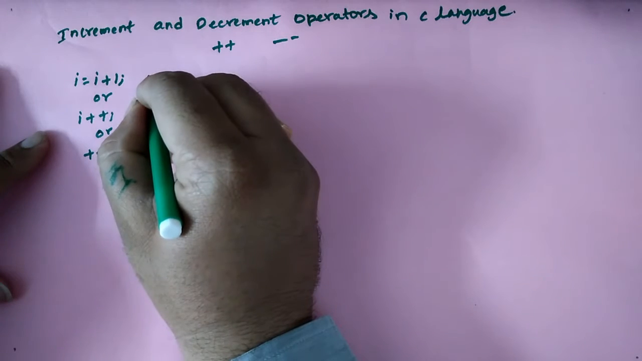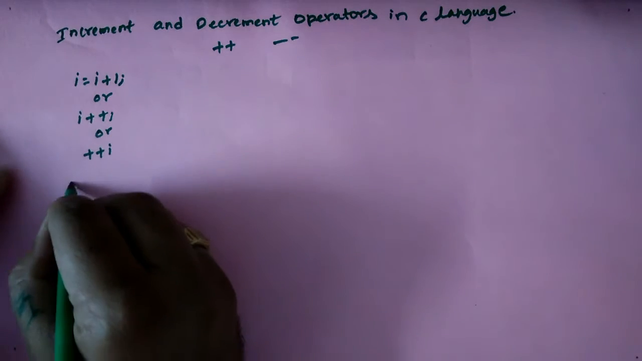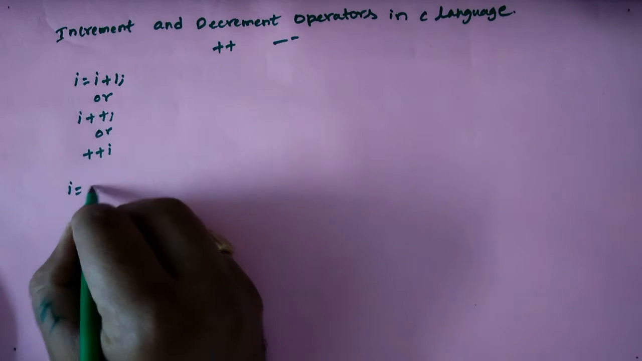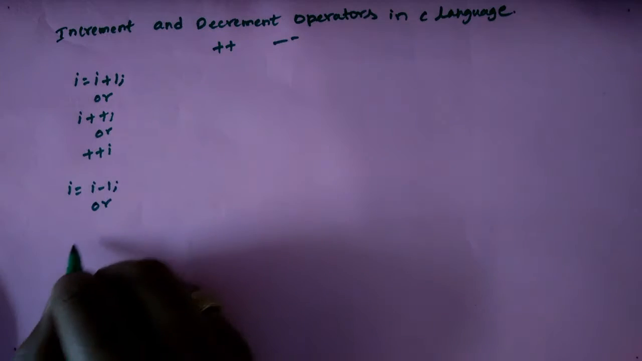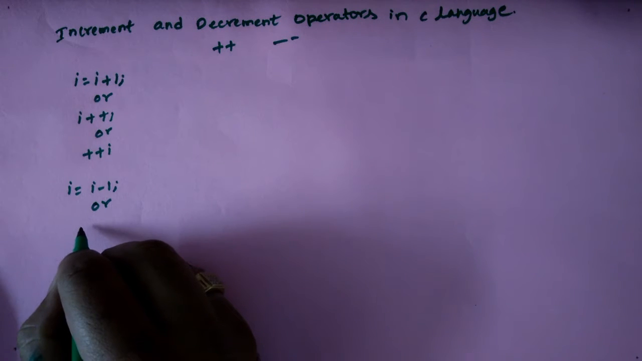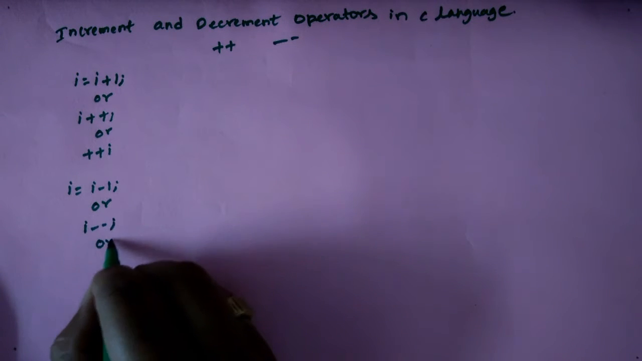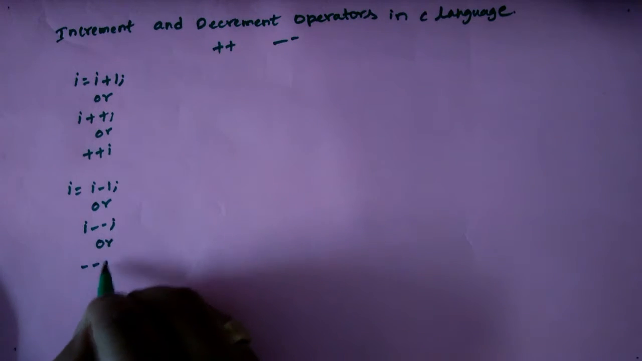If I want to decrement, then I can write i is equals i minus 1. Or alternative to this, I can write i minus minus. Or alternative to this, I can write minus minus i.